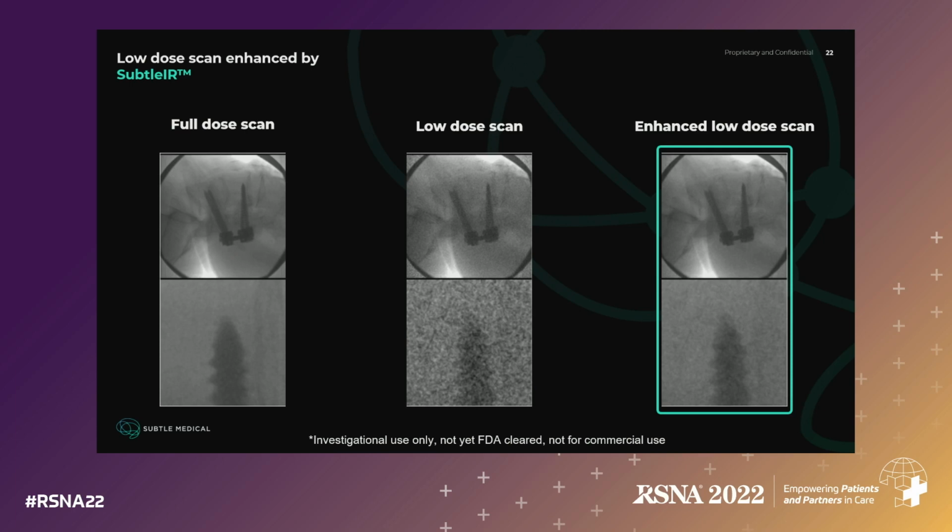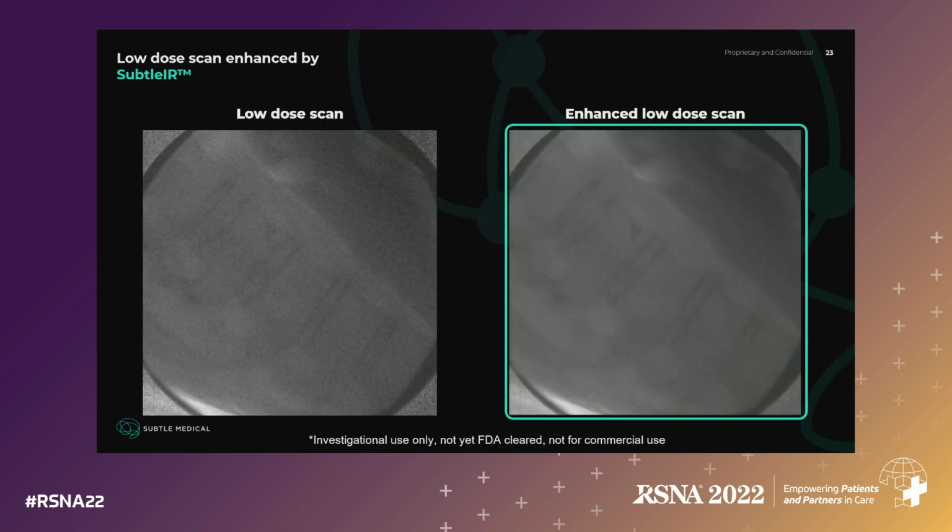You can see here that our denoising algorithm is able to maintain the high resolution needed to visualize screw threads that are lost in the low-dose scan. And we were able to validate that this was done at real-time speeds of 30 frames per second.